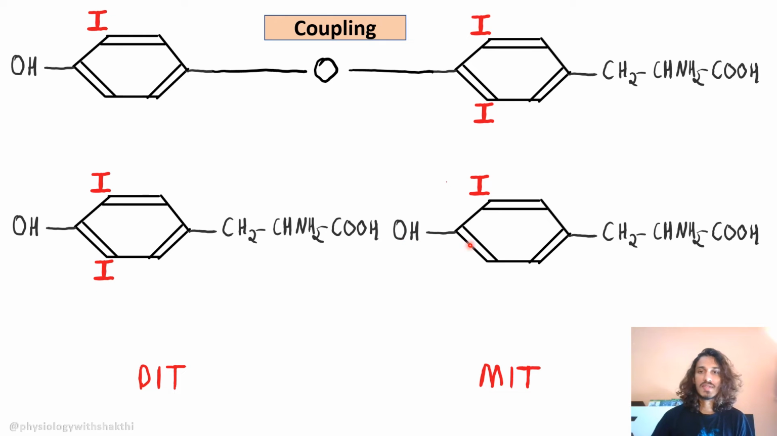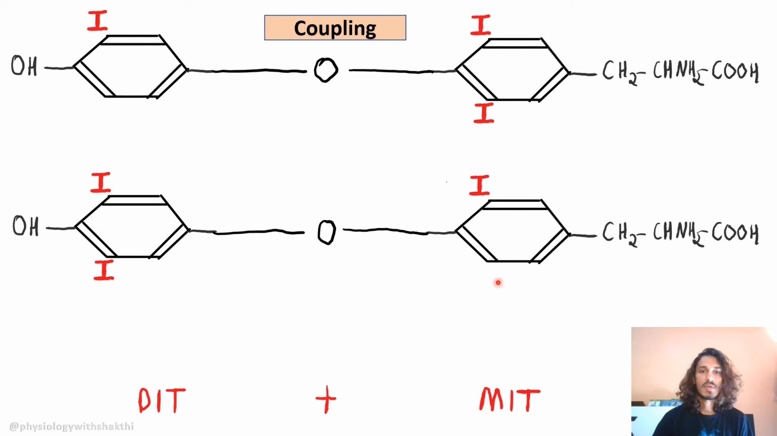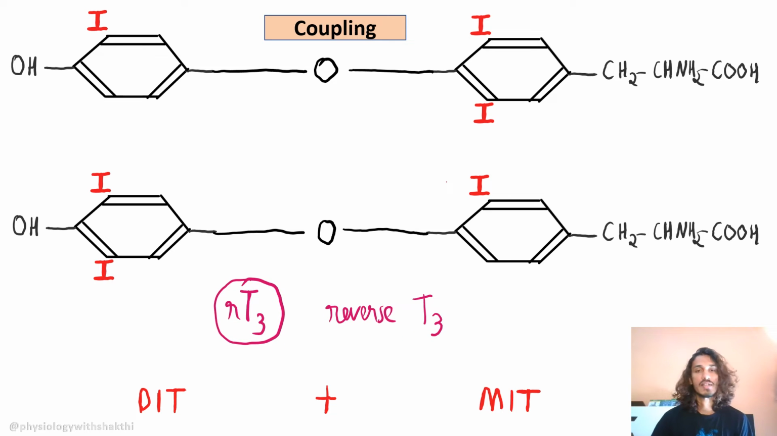So now, when this whole thing happens, it's going to come like this. The O is going to come over here. Okay, so this is DIT plus MIT. You can see this is actually the whole thing reversed. This OH is over here in the MIT region, and the CH2, CH and H2, COH is at the DIT region over here. Instead, now it's reversed. So this is what is called a reverse T3, RT3.